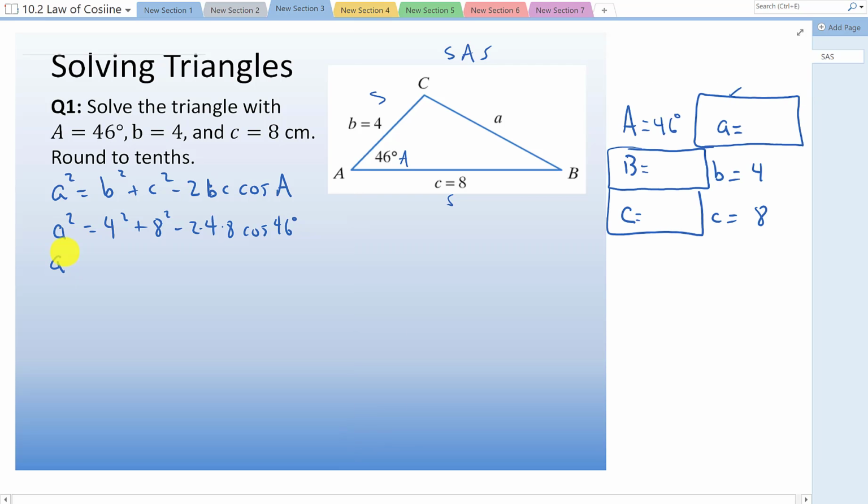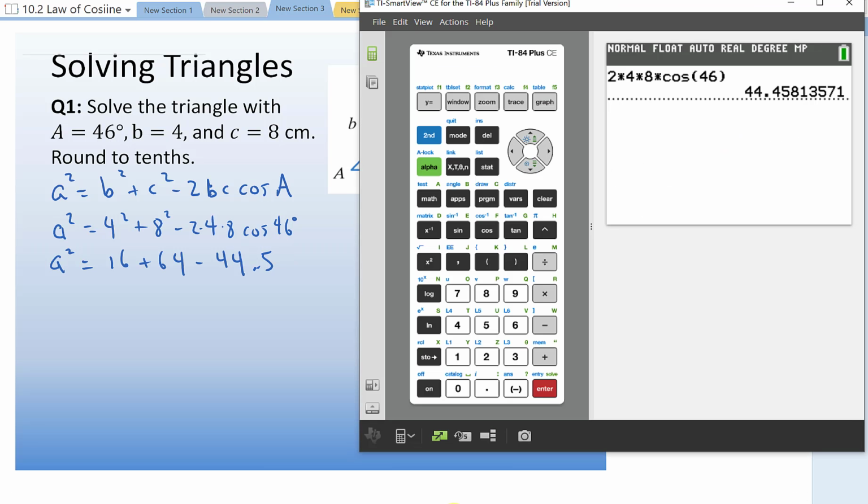And so we're going to be able to do a squared equals, and that's 16 plus 64 minus 44.5. Now this is lower stakes because I'm showing my intermediate steps on the calculator. I'm not going for the whole thing in one shot. Little safer so that I can see your steps and know that you're doing everything right. Even if there's a calculator error, I'm seeing steps, so I'll be able to give you more partial credit for that.